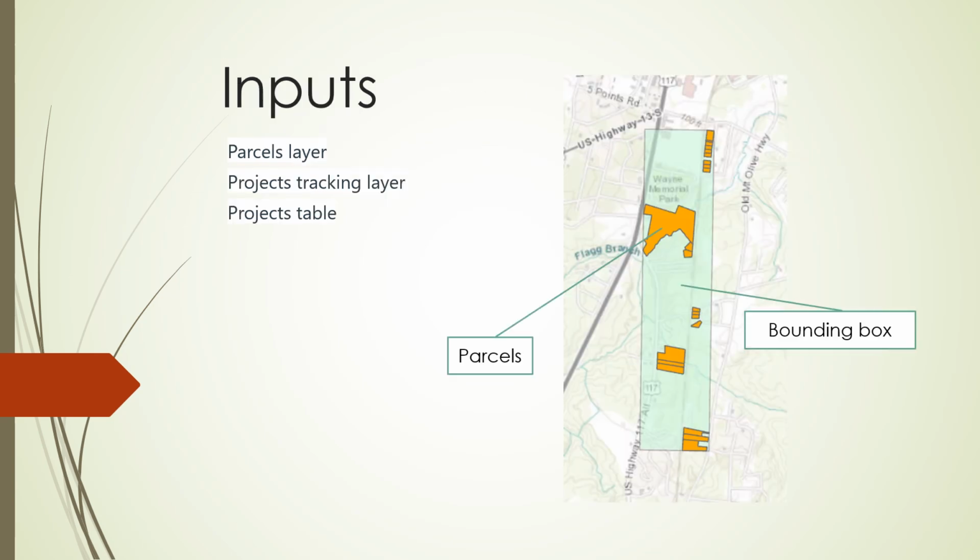So there are several inputs for the script, the primary being a parcels layer that's in an ArcGIS Pro project. Those are new parcels that the user would have mapped. Also, there's the nationwide projects tracking layer that contains the projects all across the country. And then there's a projects table that has extra attributes that the managers might use. And all these feature classes and tables are linked by project ID.